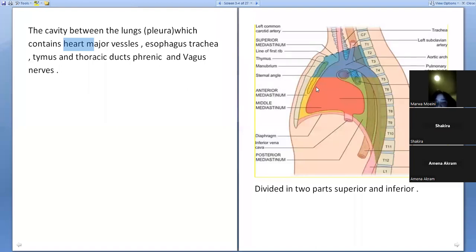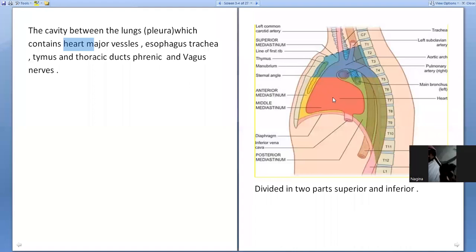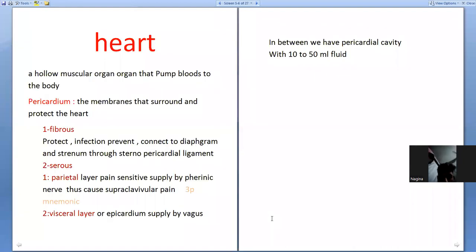So our main concern is this heart and vessels, okay? The mediastinum is further divided into two parts. This is the superior mediastinum, in which we have vessels, the aorta, major vessels, and the inferior mediastinum. In the inferior mediastinum, we have heart tissue, cardiac tissue. Am I clear so far? Please let me know in the messages.